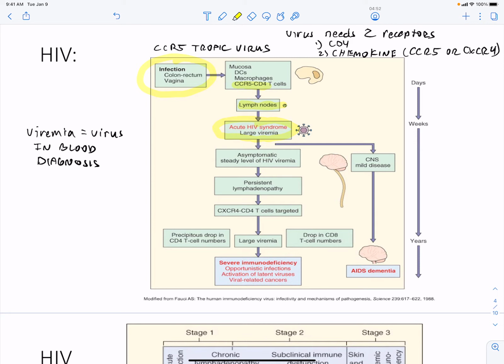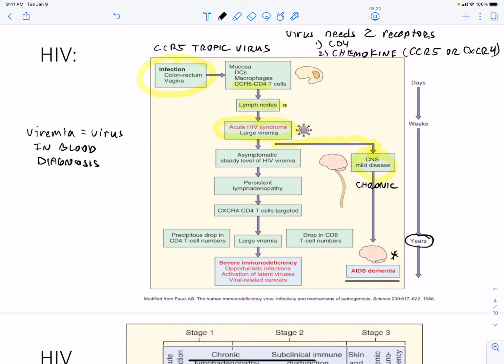So basically, in acute HIV syndrome, you are going to get transmission of the virus into the central nervous system, but this is going to be mild and the disease goes chronic in your central nervous system. And this doesn't cause any problems until you get to AIDS. And this is where you get AIDS dementia. So this is years later. But the virus had moved in there during the acute stage.